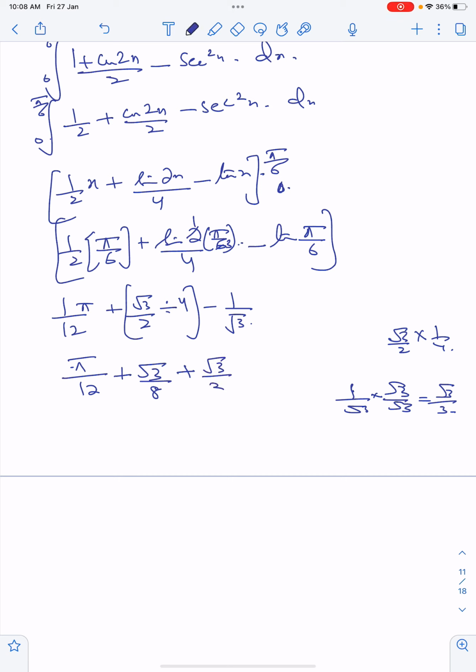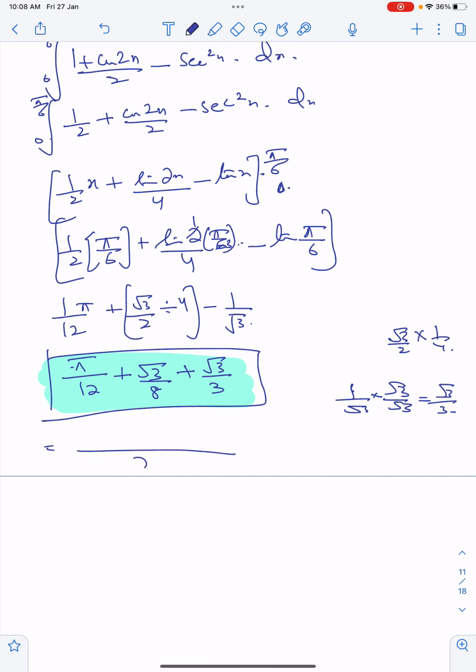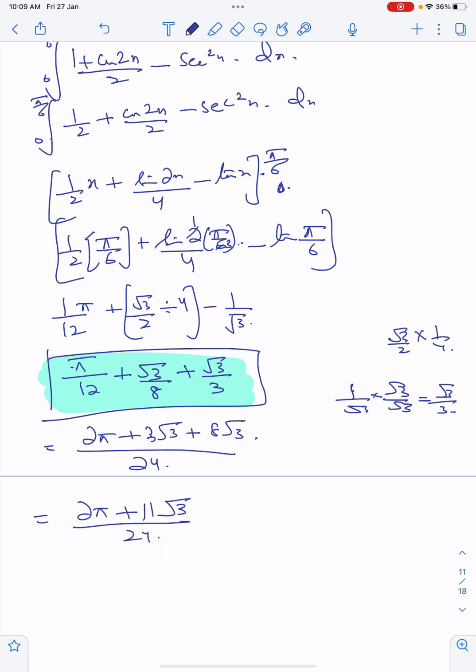You can write this as the final answer, or you can actually add these two, or take out the LCM of the whole thing, whatever. So you can even give this as the final answer. If you want to take out the LCM of the whole thing, the LCM of 12, 8 and 3 is going to be 24. 12 two times, so 2 pi, plus 8 three times, 3 root 3, plus 3 eight times, so 8 root 3. This becomes 2 pi plus 11 root 3 upon 24. This is the final answer. You can give it like this also.